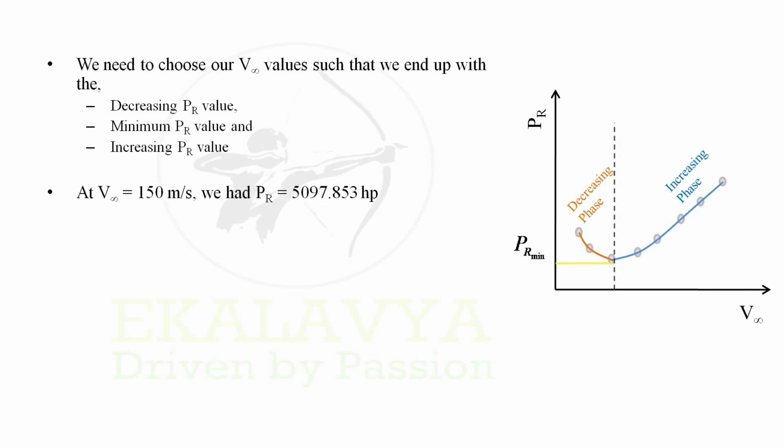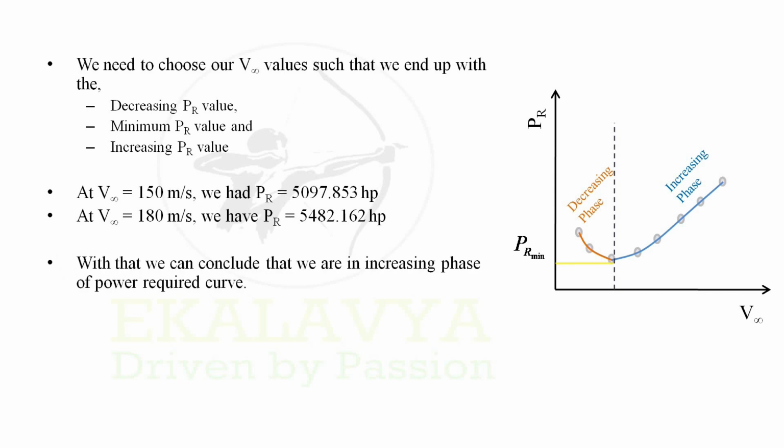At velocity 150 meter per second, we had power required as 5097.853 horsepower. At velocity 180 meter per second, we had power required as 5482.162 horsepower. With that, we can conclude that we are in the increasing phase of power required curve. With this, we can choose the velocity values to cover all the phases of power required curve, that is the decreasing phase, the minimum PR value, and the increasing phase.